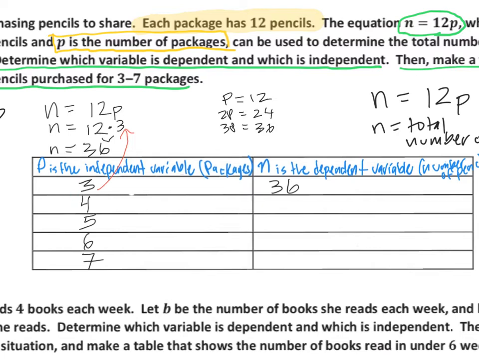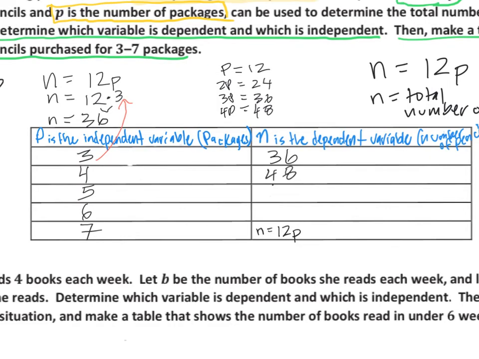So if we continued with that pattern, 4p is equal to 48. We're just adding another 12. Okay, so you could skip count and you could end up with the same exact answer. But let's say we don't want to skip count and we want to solve from the formula, and let's go ahead and skip to the 7th package. If n equals 12p, then we can plug in 7 for p. n equals 12 times 7.